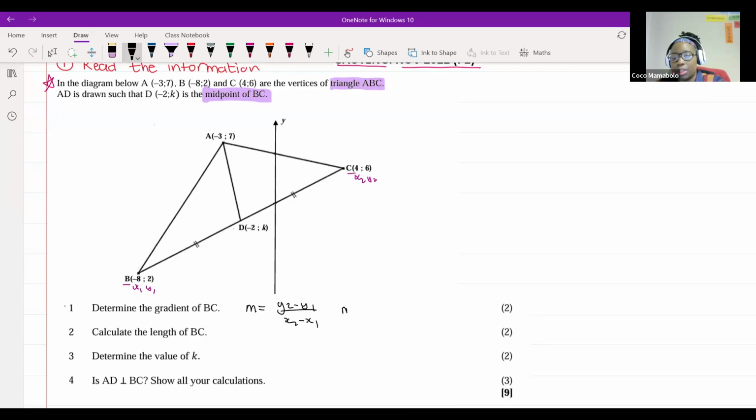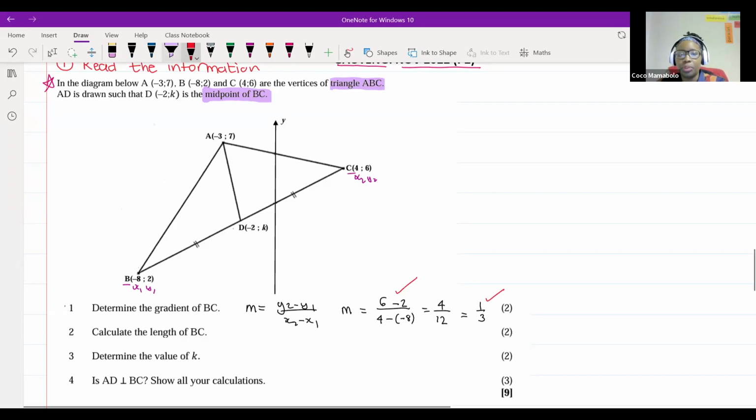So my gradient is equal to 6 minus 2 over 4 minus negative 8. That's going to give me 6 minus 2 will give me 4 at the top, divided by 4 plus 8 will give me 12. Therefore, my gradient is 1 over 3. Okay, 2 marks, 1 for the correct substitution and 1 for the final answer.